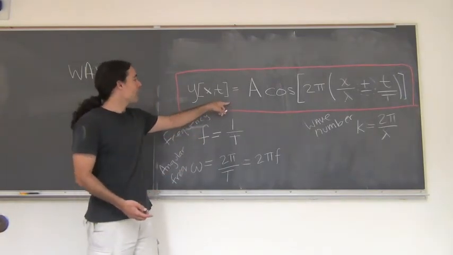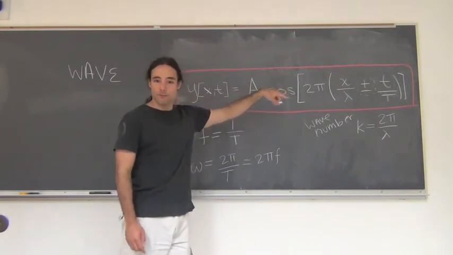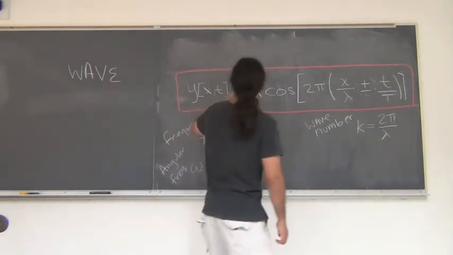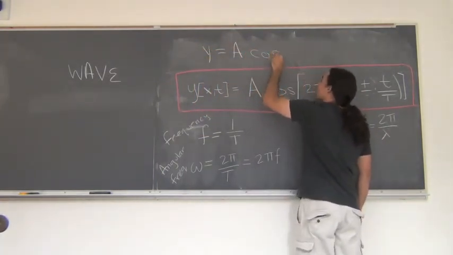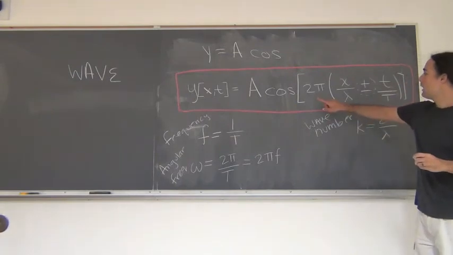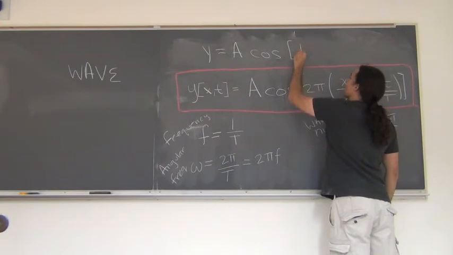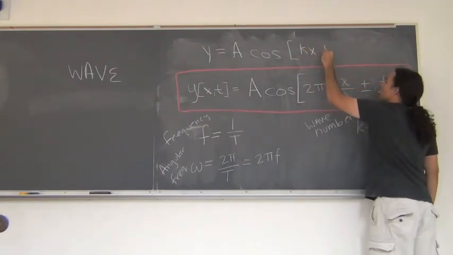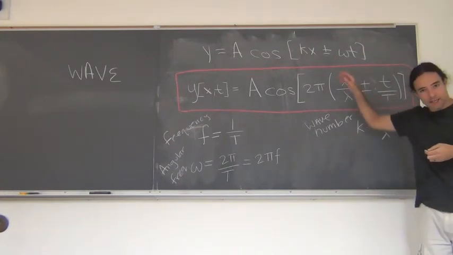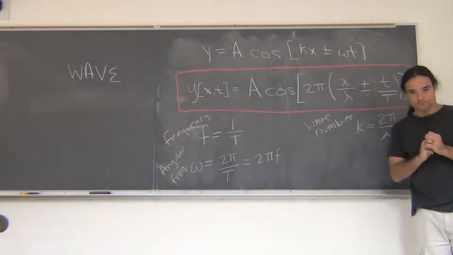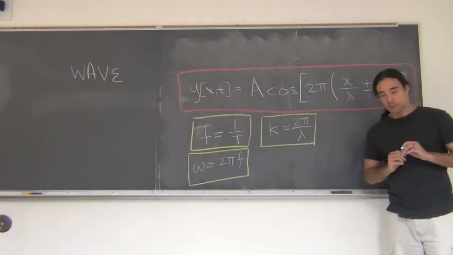So for example, rather than writing this as y equals A cosine 2 pi x over lambda plus or minus little t over big T, I could write y equals A cosine, I'll absorb the 2 pi, I'll say that this is going to be kx plus or minus omega t. Some physicists like writing it that way because it's a little bit shorter. Turns out there's one more thing I can write. This one's kind of important.